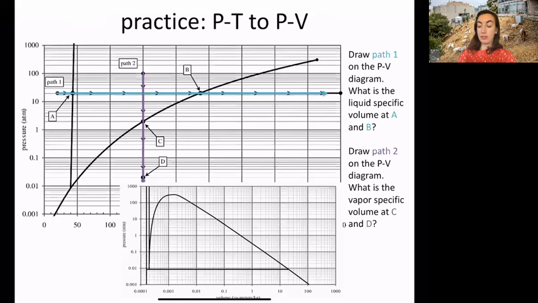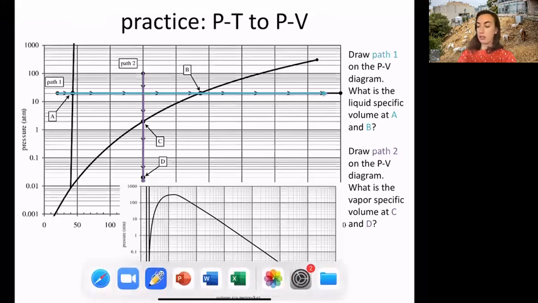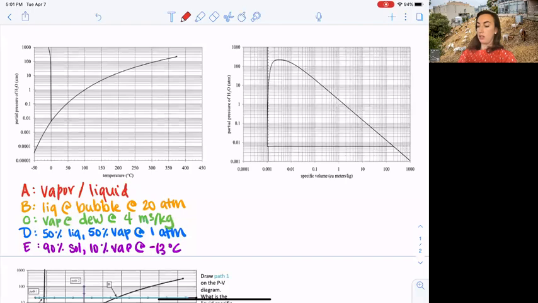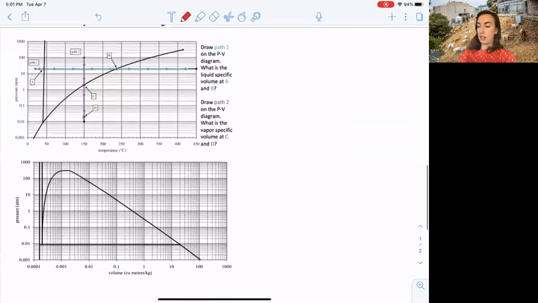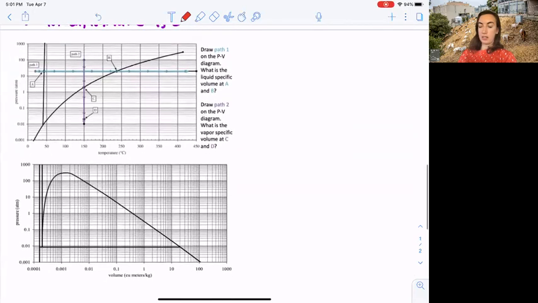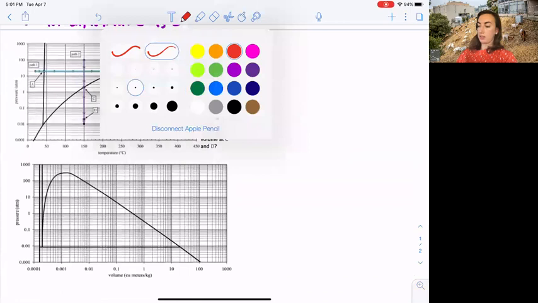Okay, so if you want to try finding those, go ahead. I'm going to switch over to my Notability app where it's a little bit easier for me to draw things.